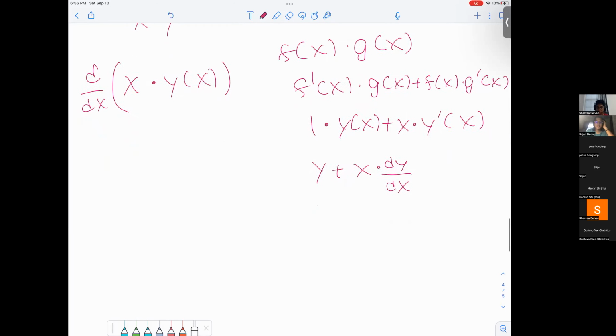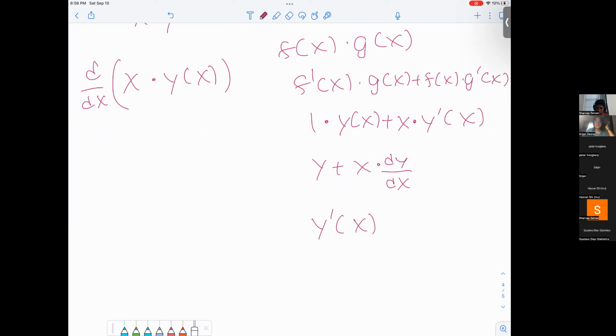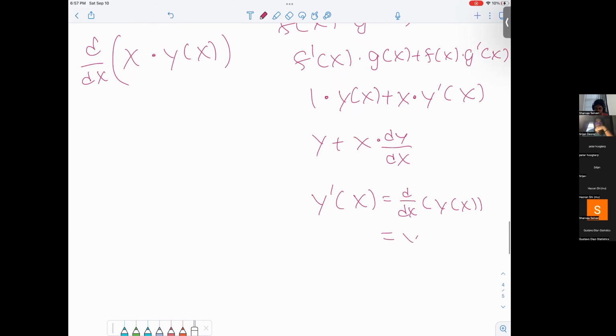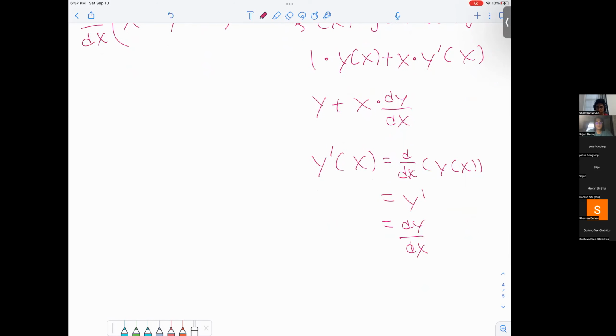And traditionally, you'll see the y prime of x written in a couple of ways. You can see it written as d over dx of y of x, right? The derivative of a function y in terms of x, you're taking the derivative with respect to x, but you'll also see it sometimes written as just y prime. And all of these kind of mean the same thing, and you'll also see it written sometimes as just dy dx. In other words, the derivative of y with respect to x. And so in this case, we can write y plus x times dy dx as just y plus x y prime.